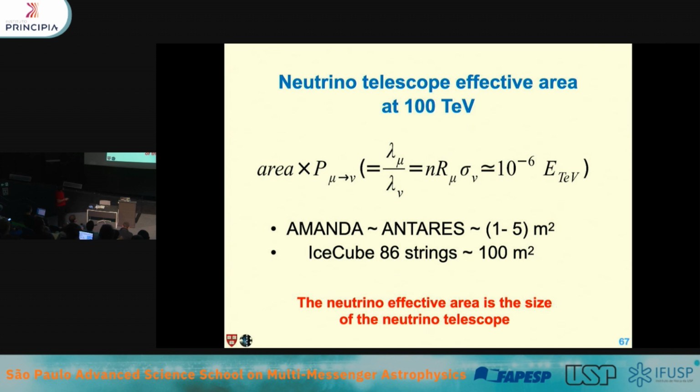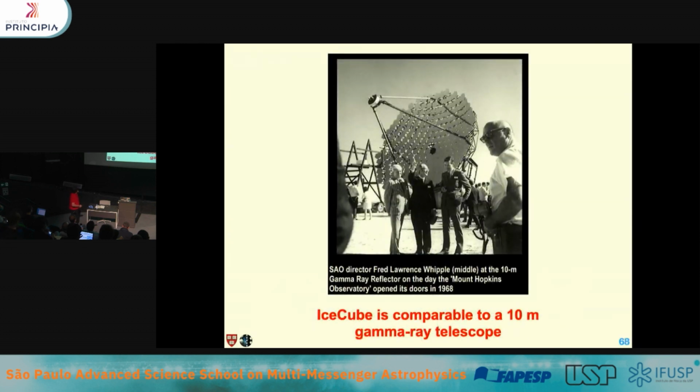And so the effective area of a neutrino telescope is the size of my telescope. This sounds trivial, but what do I mean by this? It means that it's the area that you would have if you were to have a comparable gamma ray telescope, right? When a gamma ray hits a telescope, it sees a telescope. When a neutrino goes through IceCube, it most of the time just goes through IceCube. So if you rescale by the neutrino interaction probability, it gives you the area that 100% of your neutrinos would hit. And so IceCube is about a 10-meter gamma ray telescope right now.